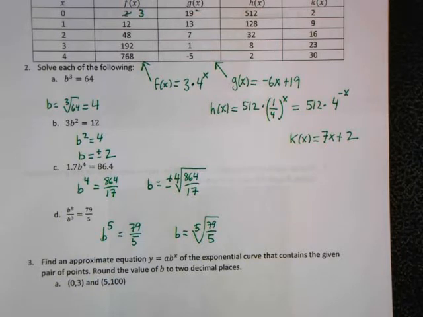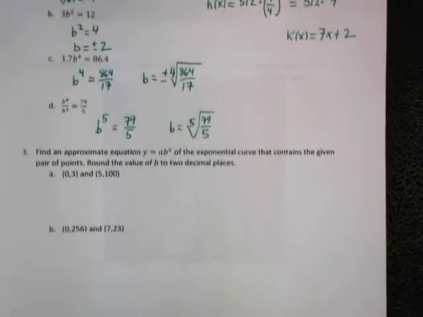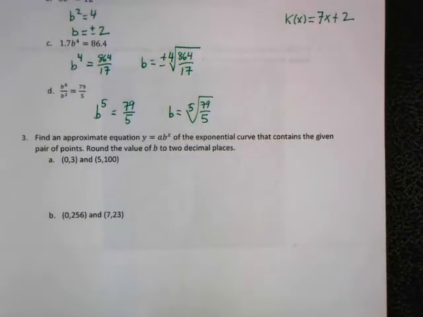All right, well, being able to solve those little types of equations like that is exactly the skill we need in order to find equations of exponential functions. So, problem 3 says, find an approximate equation y equals a b to the x of the exponential curve that contains the given pair of points. Round the value of b to 2 decimal places.